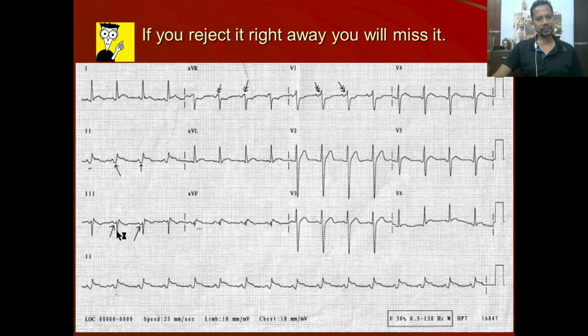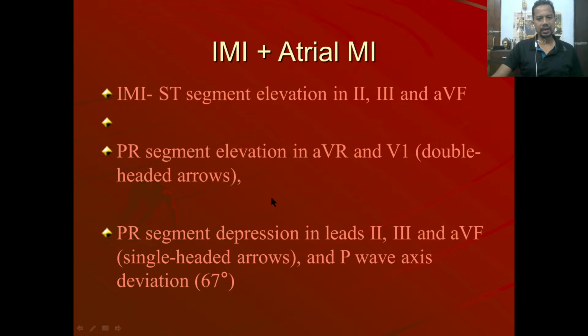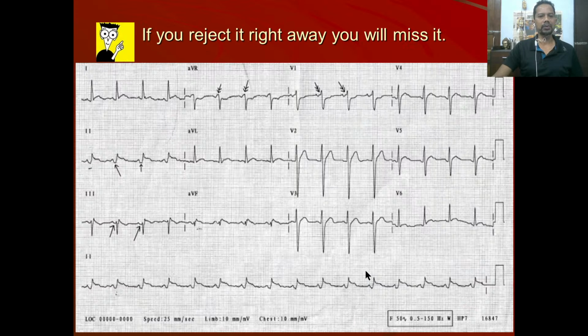Out here, II, III, aVF, okay, and PR segment depression in II, III, aVF, and P wave axis deviation will be 67 degrees or more. So if you reject this diagnosis, you will miss the diagnosis. You have to diagnose it, because trop T is positive, ECG looks normal. Look at the ECG again, look at the P waves, look for posterior wall MI also.